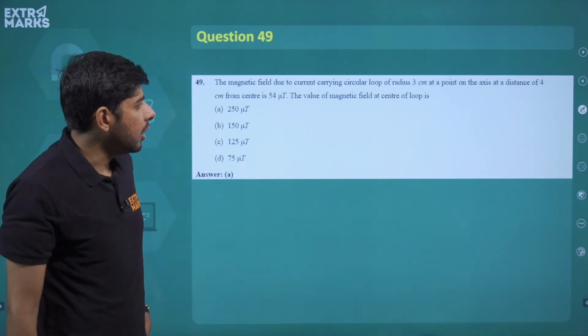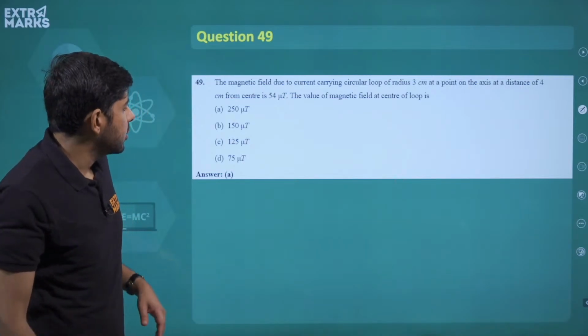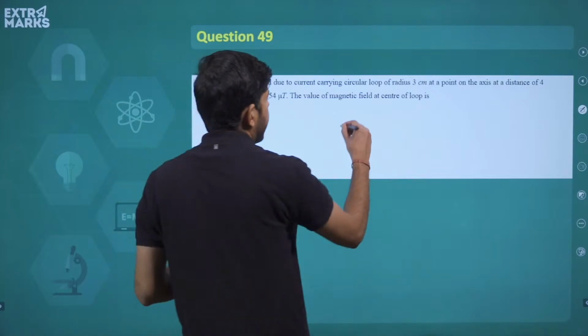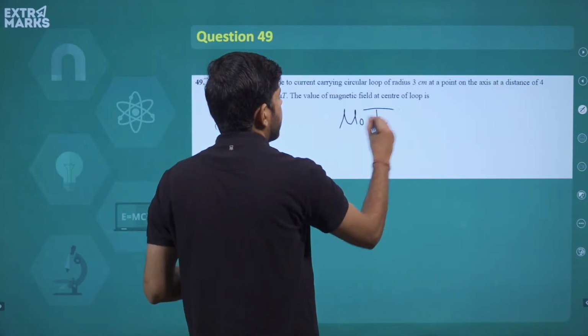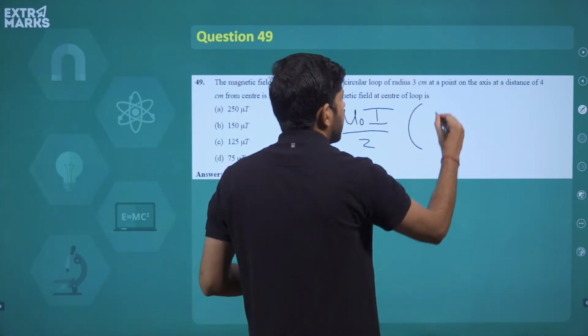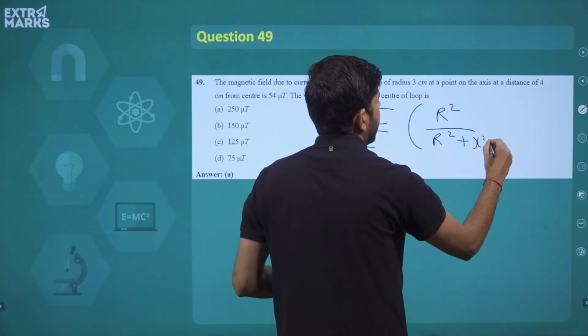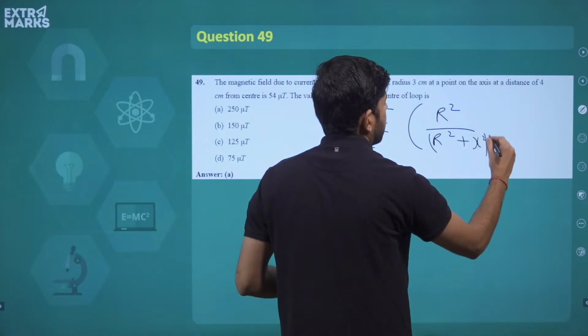Okay, final one. This, guys, is based on the magnetic field due to a current carrying loop. Again I'll write the formula. We looked at a similar question earlier: mu naught by 2 R square divided by R square plus X square power 3 by 2.